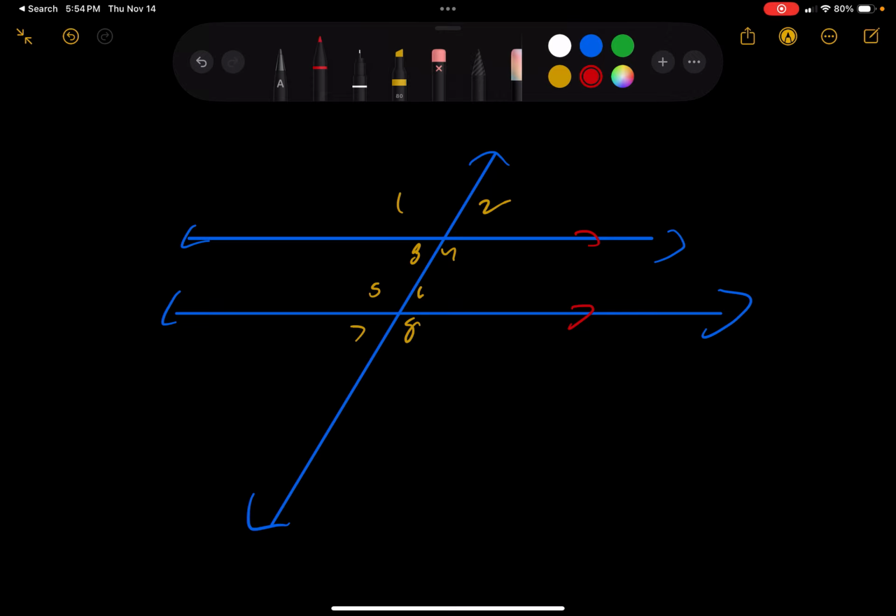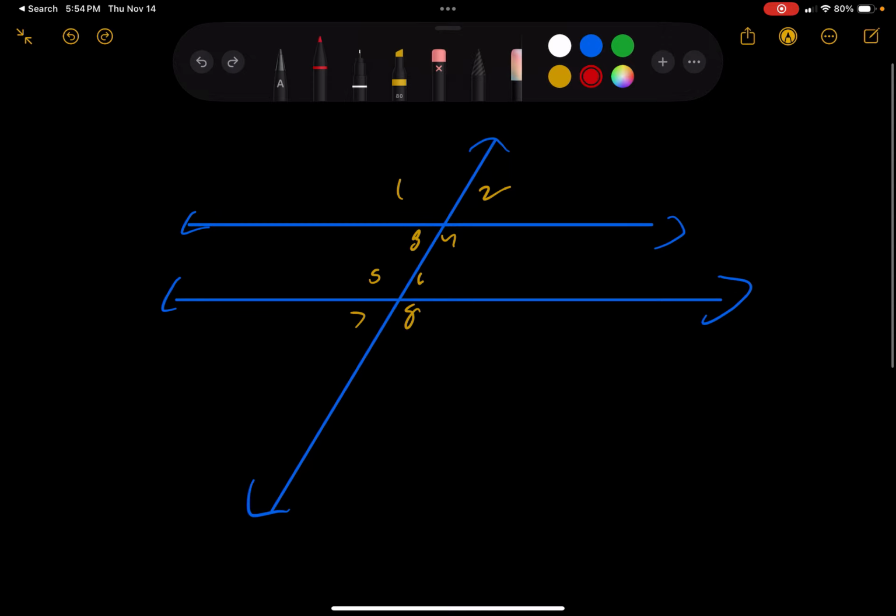But anyways, you might have been asked to find the measures of these angles. You might have been told angle 1 and angle 8 have the same measures, and angle 8 and angle 5 because they're vertical angles. Usually you will only be given one angle, maybe 2. You may not have even learned this, but these are parallel lines and transversals.